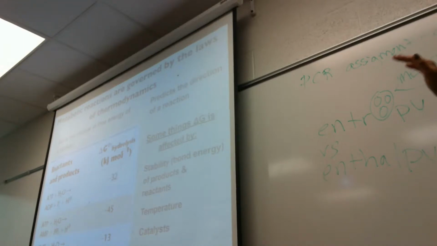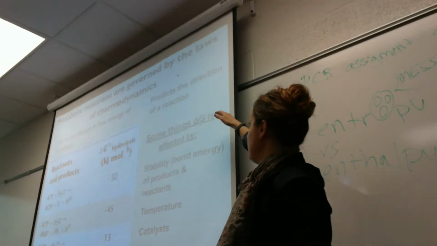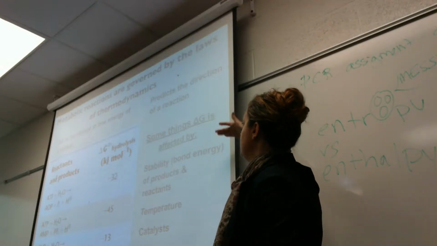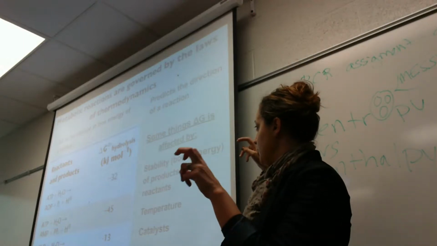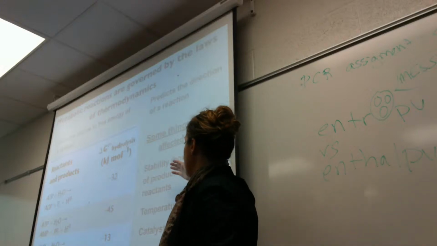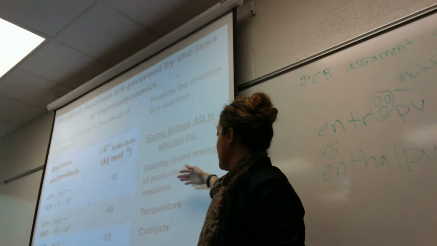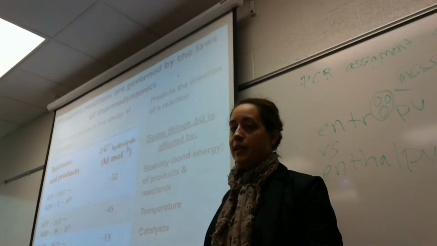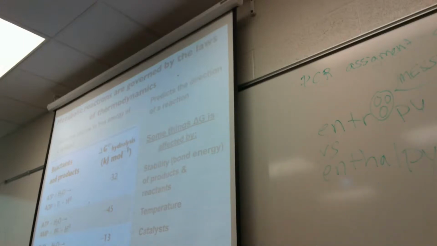So what is the delta G, or Gibbs free energy, affected by? Well, stability and the bond energy of both the products and the reactants, the temperature of the surrounding environment, and also catalysts. So catalysts are things that make a reaction go forward.